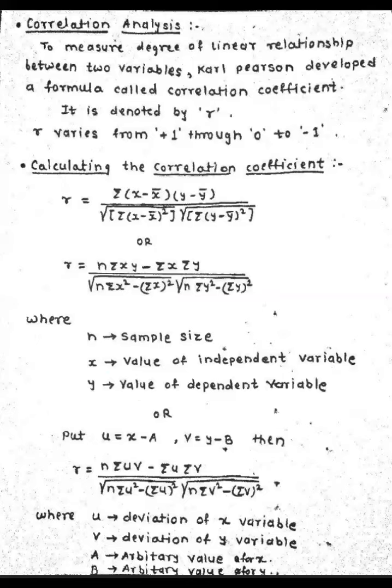Now, sometimes we require another simple form to calculate the r value. For that, we put u equal to x minus a and v equal to y minus b. So here the deviation of x is denoted by u and the deviation of y is denoted by v.